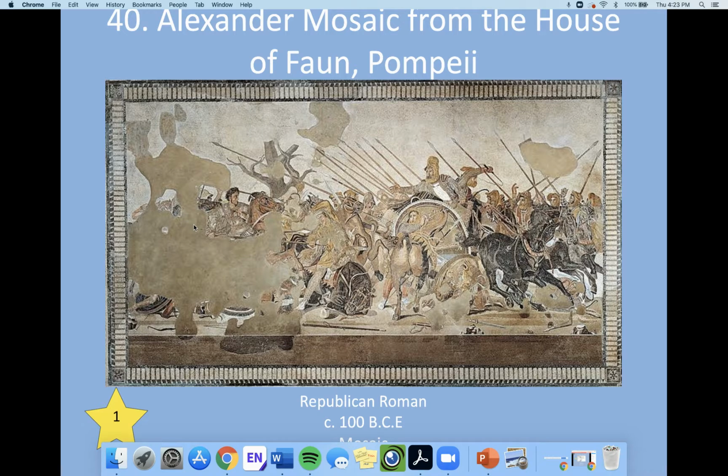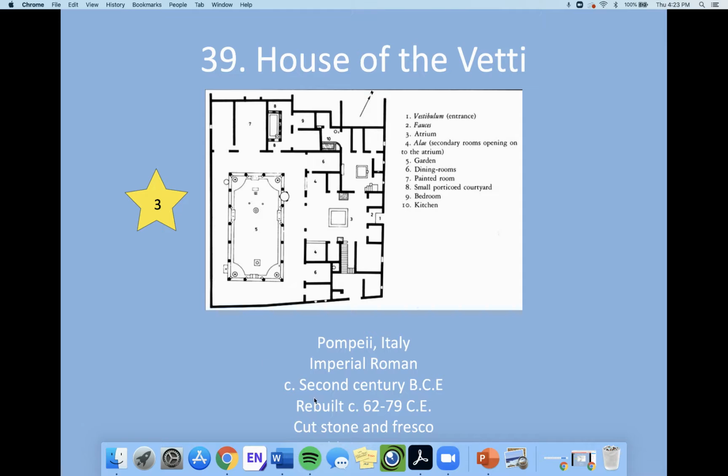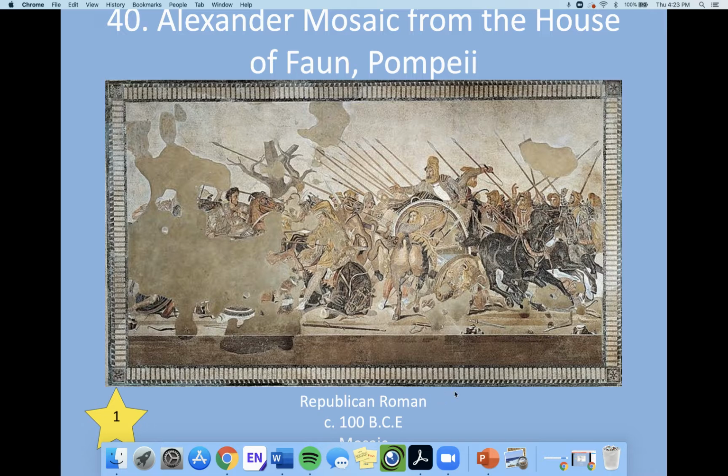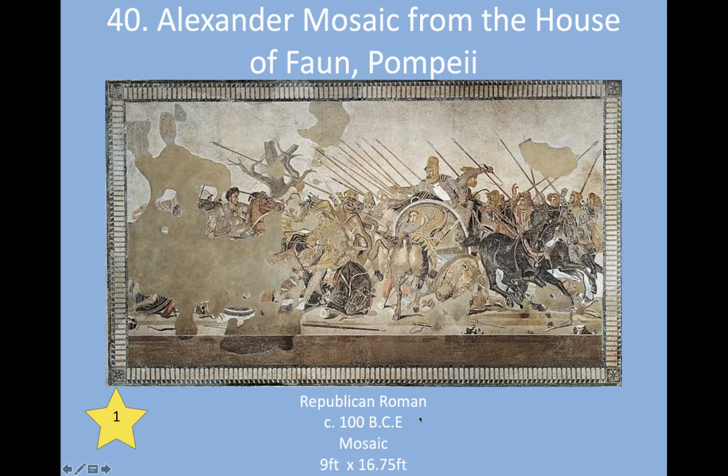When the House of the Faun was constructed, it was originally constructed during the 2nd century BCE. Now we've moved into 100 BCE, and so now we're dealing with the Republican era of Rome. So yet again, we're dealing with the Romans being great big stealers of things.